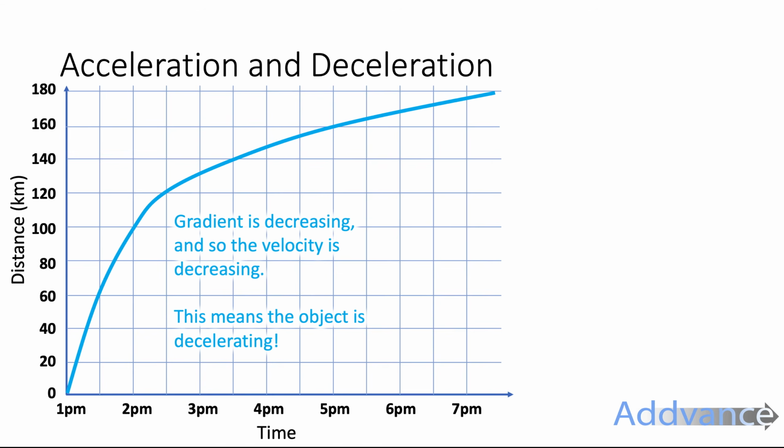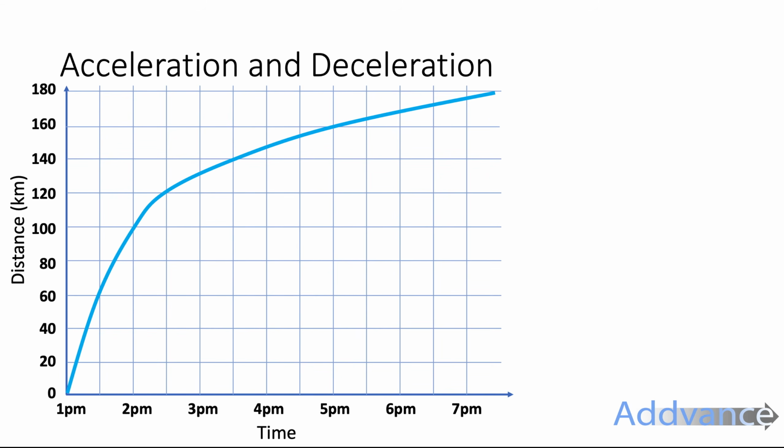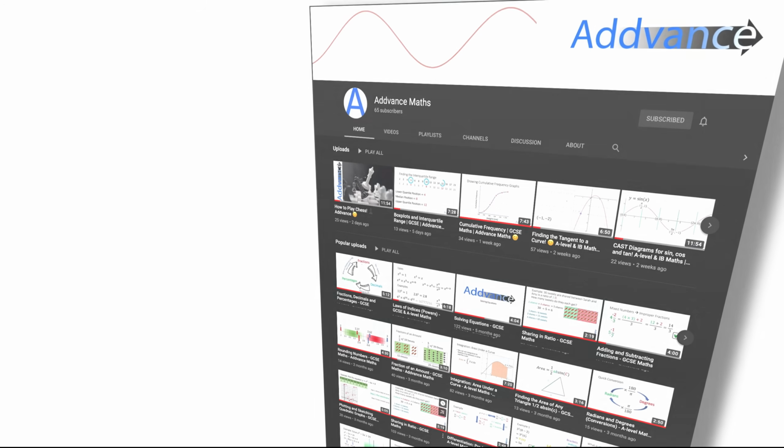Similarly, if it's curving downwards, then the gradient is decreasing, it's getting less steep. And that means the object is decelerating. Okay? That's everything you need to know about distance time graphs.